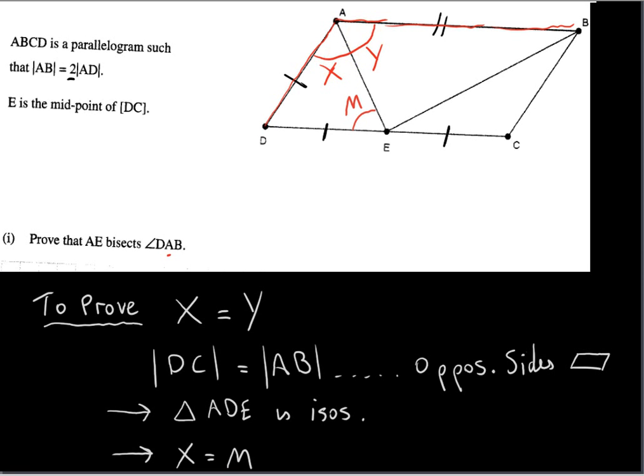And that's what we had to show. We had to show that these 2 angles are the same. So M is equal to X and M is equal to Y. So both X and Y are equal to the same thing, namely M, so they must be equal to each other. Now if you want to, you can conclude by going back to the other notation. You can conclude by saying X equals Y, which means that angle DAE equals angle EAB.